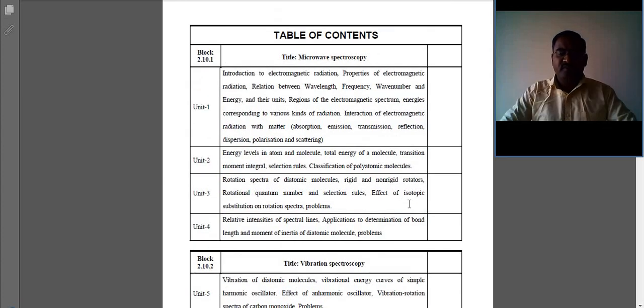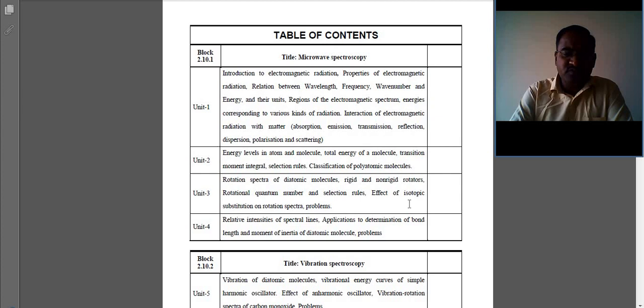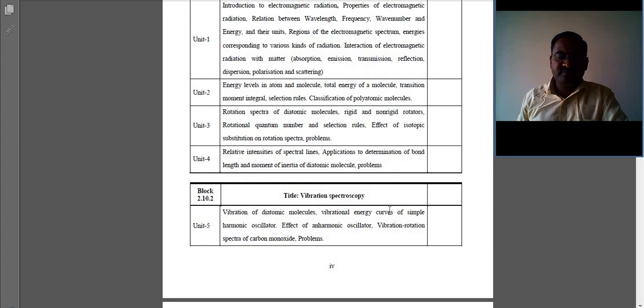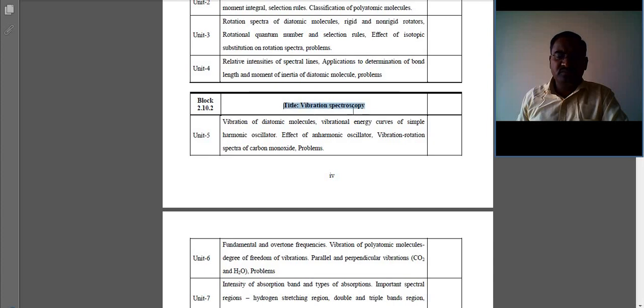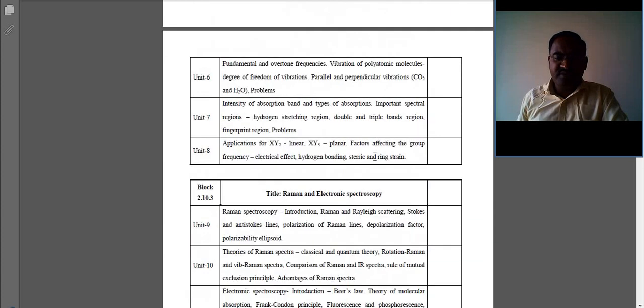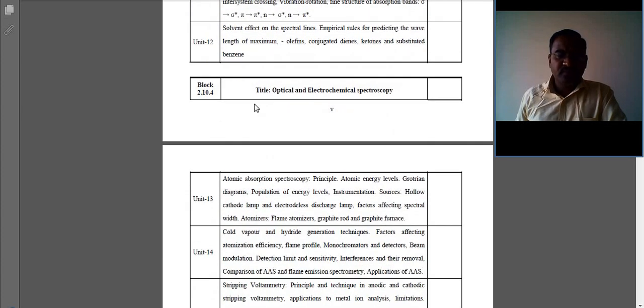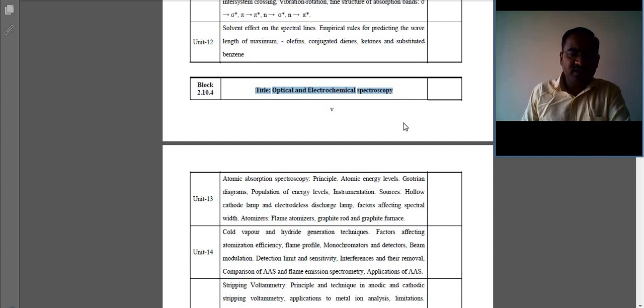This paper, chemical spectroscopy, is classified into 4 different blocks. In block 1, we discuss microwave spectroscopy. In block 2, vibrational spectroscopy. In block 3, Raman and electronic spectroscopy. Finally, block 4, optical and electrochemical spectroscopy.